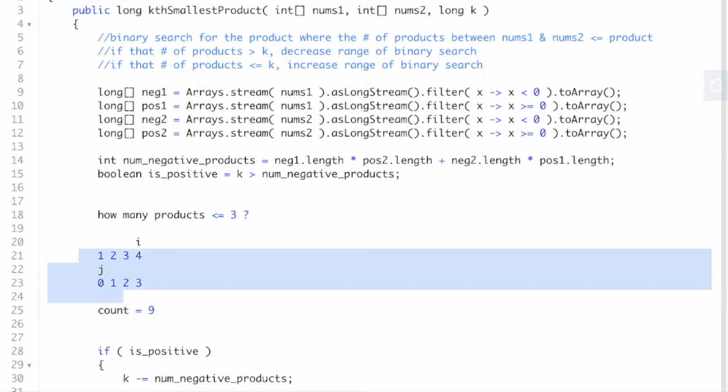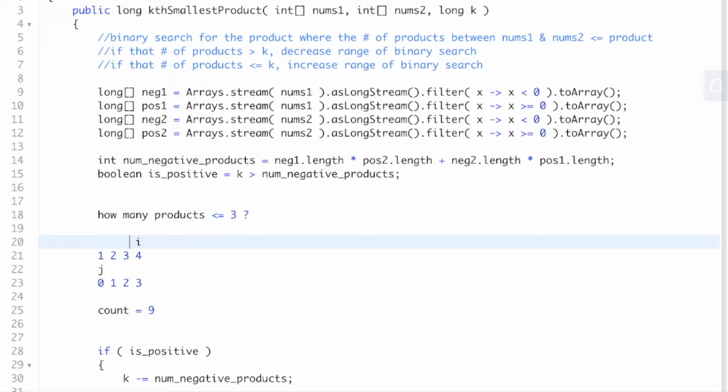Well, this little algorithm of counting the number of products that were less than or equal to some number works with positive products. But how do we do this with negative numbers? So let's say that this was -1, -2, -3, and -4. And these would actually be in reverse order, right? Because this isn't in sorted order right now. If it was in sorted order, this would be -4, -3, -2, -1. Okay, so now this is sorted in ascending order.